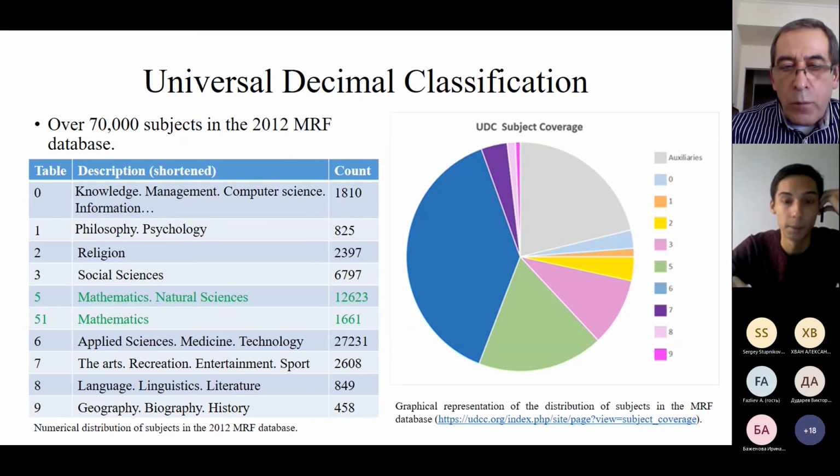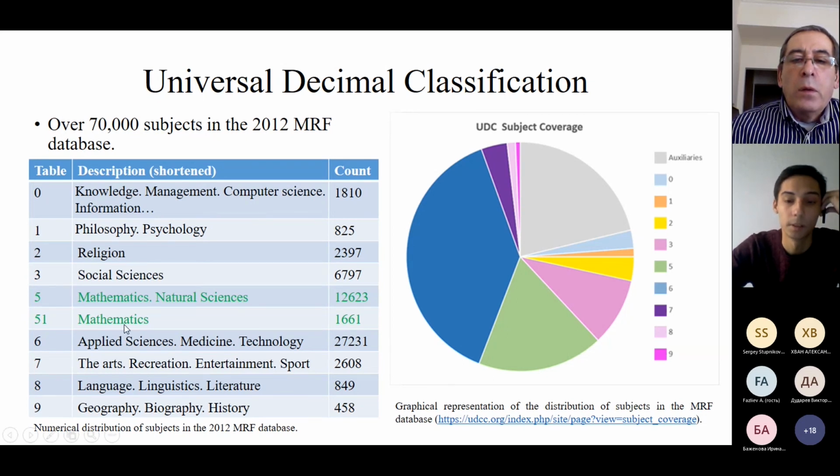В нем более 70 тысяч кодов, и наше исследование сосредоточено на таблице 51 – математика, которая содержит более 1600 кодов.